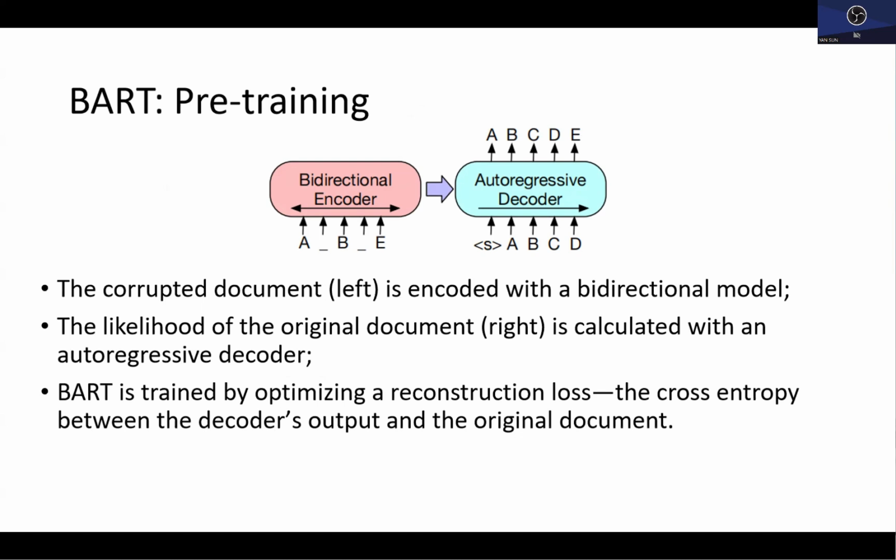For the pre-training of the BART model, we feed the corrupted document into the encoder, which is a bidirectional model. Then we predict with the decoder. We try to predict the original document. So BART is trained by optimizing a reconstruction loss, which is cross entropy loss between the decoder's output and the original document.